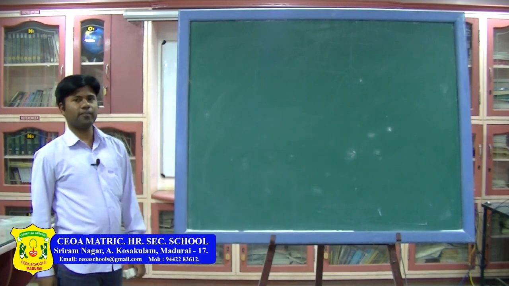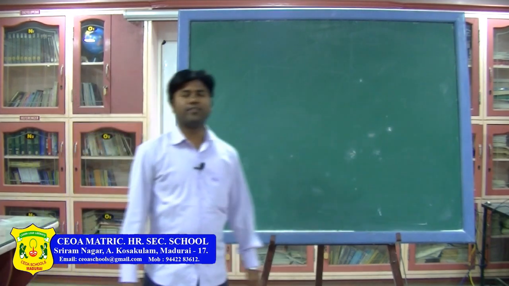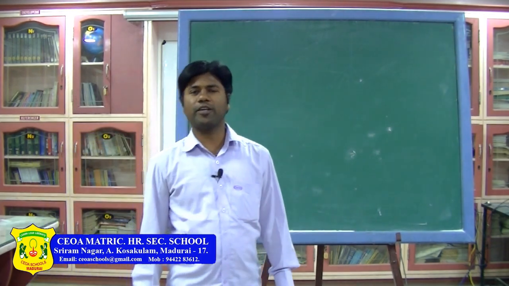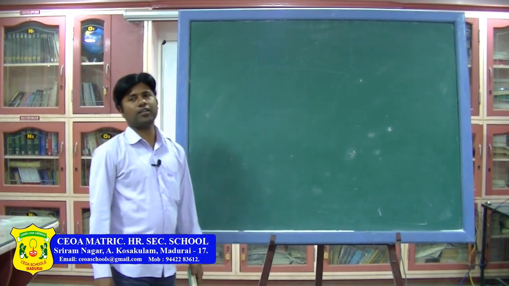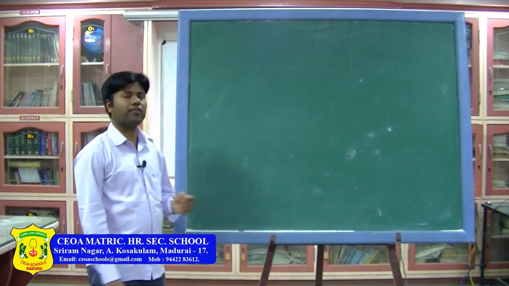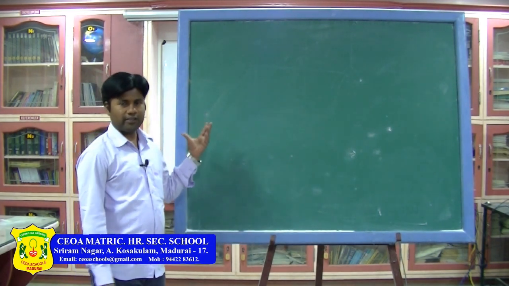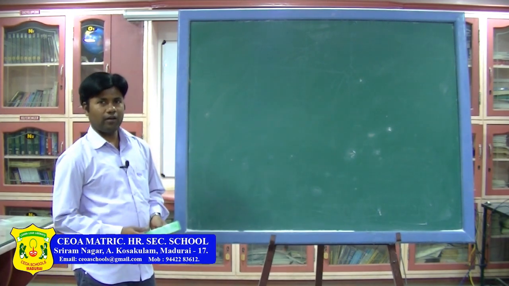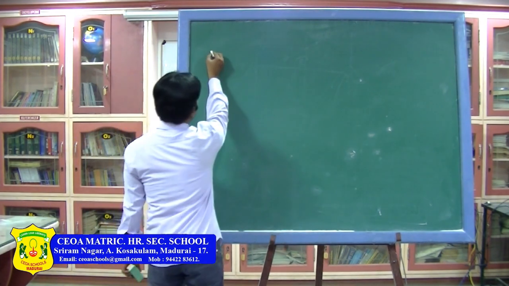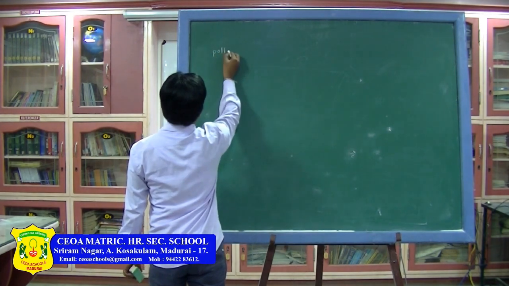Good morning students. In the previous class we learnt about sexual reproduction in flowering plants. In that lesson we learnt the different parts of a flower and what the androecium is. Today let us see the pollen grain, which is the male gamete.